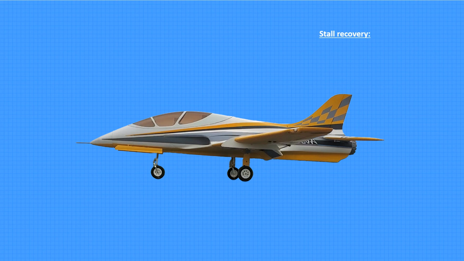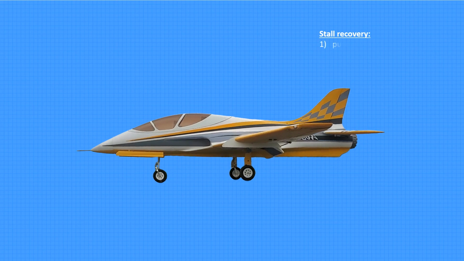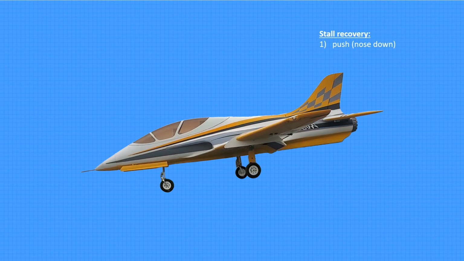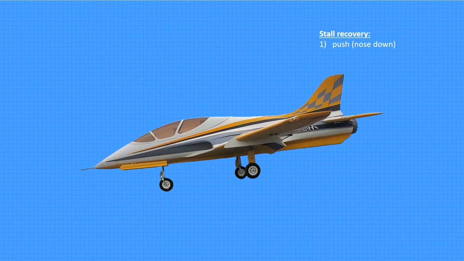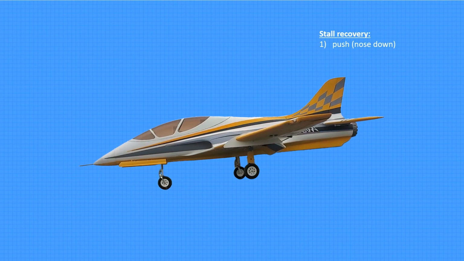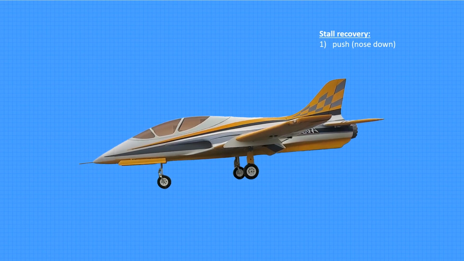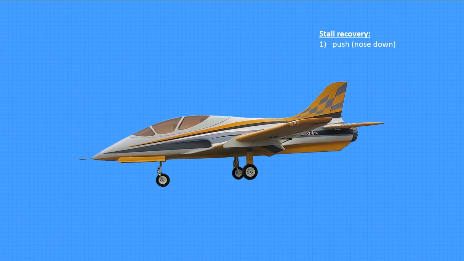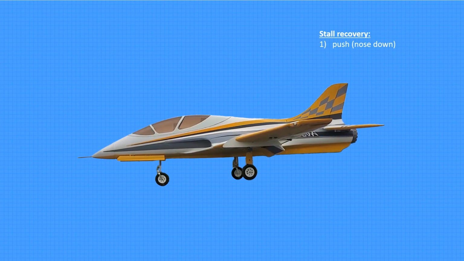To recover from a stall, you must get the nose down immediately. The wings will not fly again until they are unloaded. You cannot fly your way out of a stall. Once the airflow has separated to the point of a stall, it will feel like you have lost radio control of the plane. Any aileron input will be ineffective, or worse, have the opposite effect. Pulling back on the stick to avoid hitting the ground will just deepen the stall. You have to lower the nose to get the wings flying again.